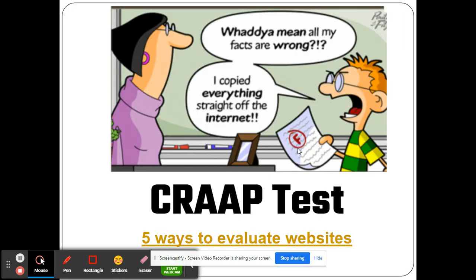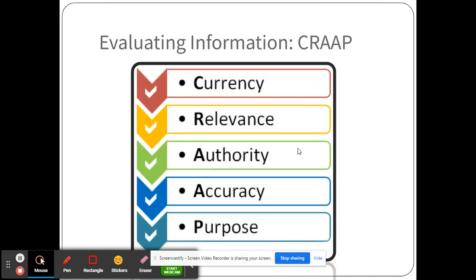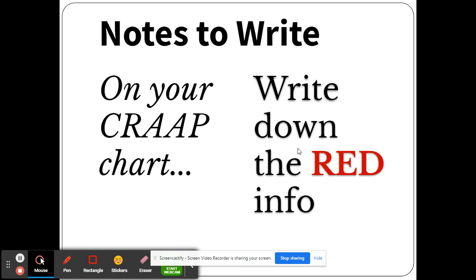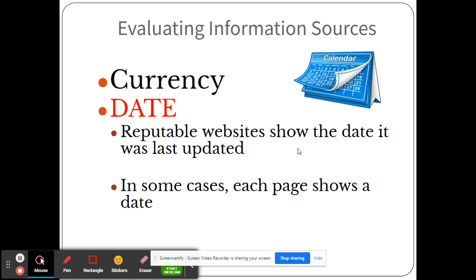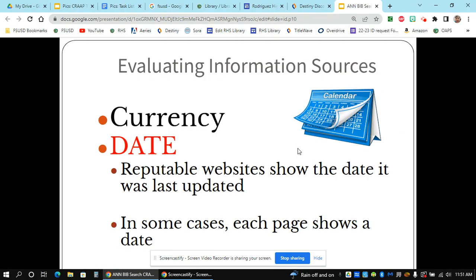Now, you will be asked to take notes, and the notes are for the CRAP test right here: currency, relevance, authority, accuracy, purpose. And as you go, that gave you a chart that's in your packet, and you are going to write down the red information. So, for example, on currency, you would write date and then explain what the date is. All right, so that's how you're going to do step three. You're going to take notes on the slideshow.